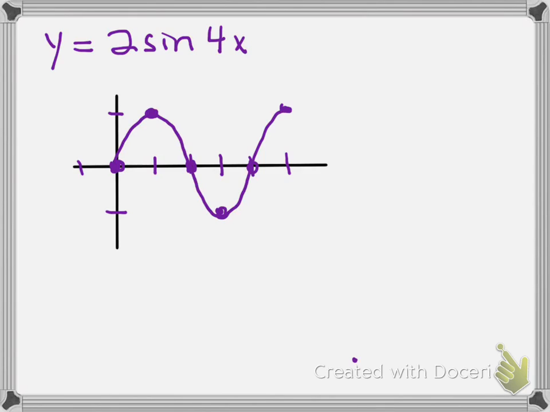Okay, now this graph has 2 transformations. It has an amplitude change, and it has a period change. So here's my amplitude change. Instead of bouncing between 1 and negative 1, what the sine graph normally does, this one is going to bounce between 2 and negative 2. Okay? Is that good, Sarah?